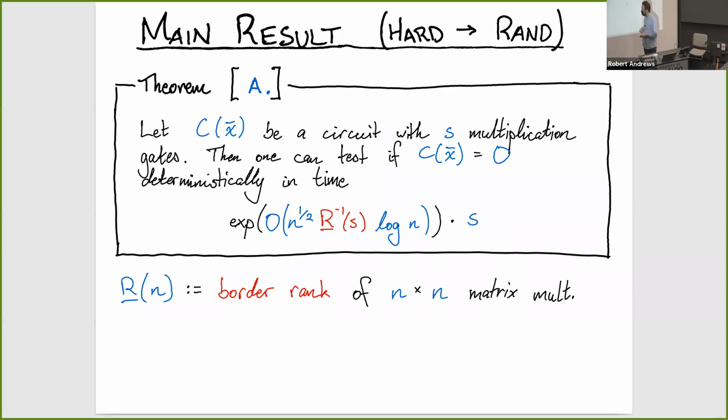So how does this relate? Before we go to the question in the chat. Yeah. So the question is, can we understand the result as if we have a lower bound on computing the determinant instead of the permanent? Then we have a better deterministic algorithm for PIT.